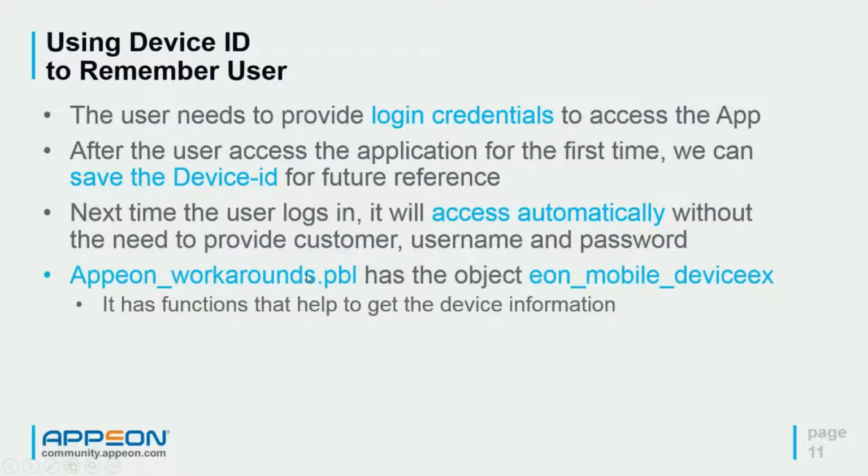So Appeon Workarounds, the same library as I told you before, has this object, Eon Mobile Device X. It has functions that get a lot of information from your mobile device. You can get the memory available, you can get the type of mobile device, you can get the operating system, you can see if it's Android or if it is iOS, you can get the device ID, you can get many pieces of information about the device.